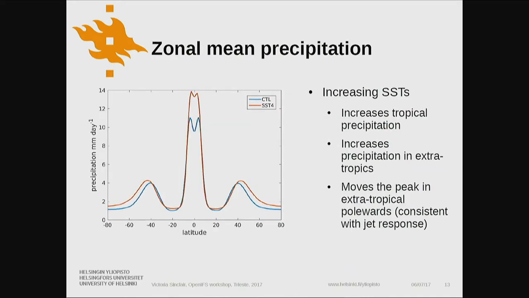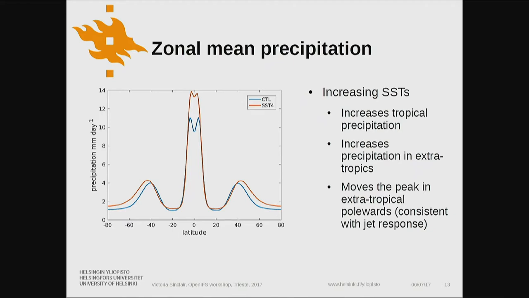So here's the first results, and this is the zonal mean precipitation, averaged over year 2 to year 11. The blue line here is the control simulation. We can see that we have a peak in the tropics of around 10 millimeters per day. We have a slight double ITCZ problem. Then we have the dry subtropics, and then we have the peak in the extratropics in both hemispheres. We've got around 4 millimeters per day in the extratropics, which is associated with the extratropical cyclones, the storm track.